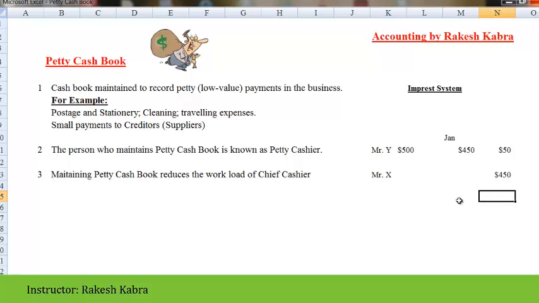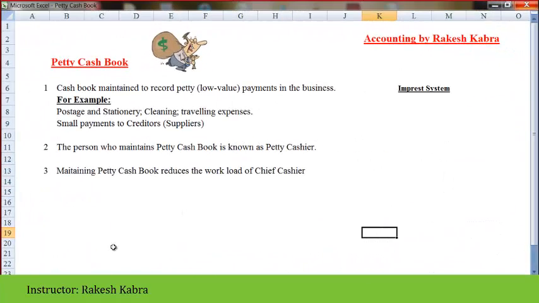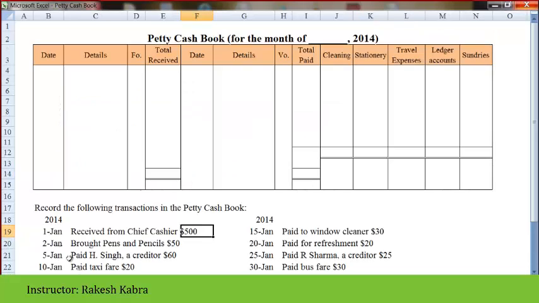Now after giving this, what will happen? On the first day of the next month, February, Mr. Y will again have how much amount? $500. This system is known as what? Imprest system. So now see, I am going to explain to you the format of the petty cash book.